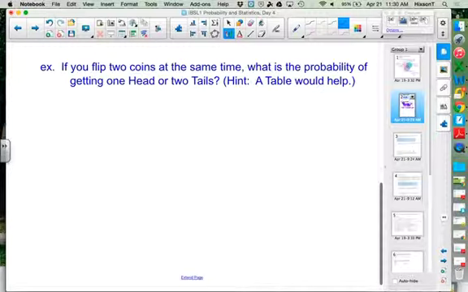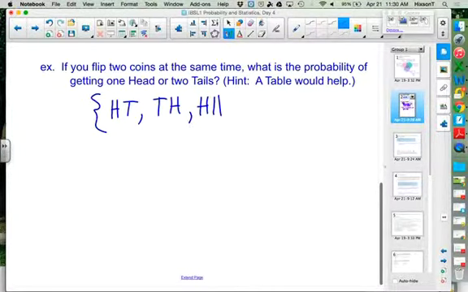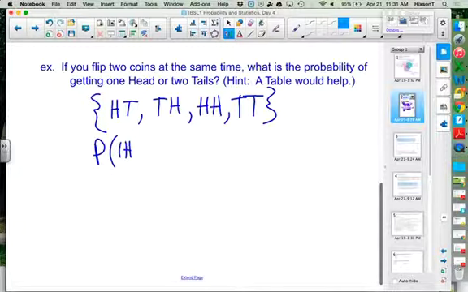Let's think about our sample space first of all. We could get a head and a tail, or we could get a tail and a head, right? Or we could get 2 heads, or we could get 2 tails. So what's the probability of getting 1 head or 2 tails? Or means union, or I should say union means or.